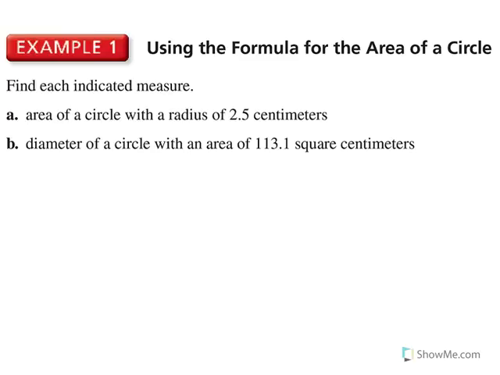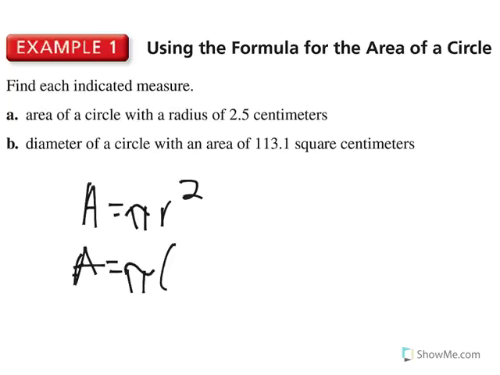So looking at this example, first we're going to look at A. A tells us the area of a circle with a radius of 2.5 centimeters. So first we need to write our formula. So area equals pi r squared. And so we need to plug in our parts. We want to find the area, so A is equal to pi, and then for r, we know it's 2.5, so we're going to have 2.5 squared.